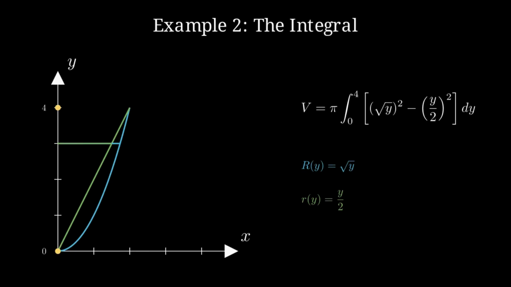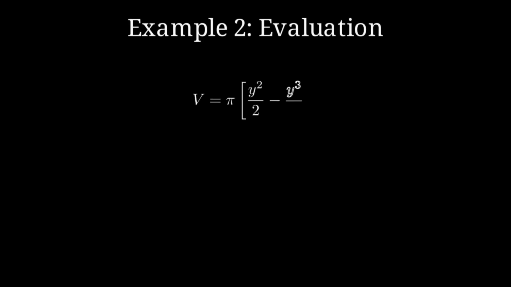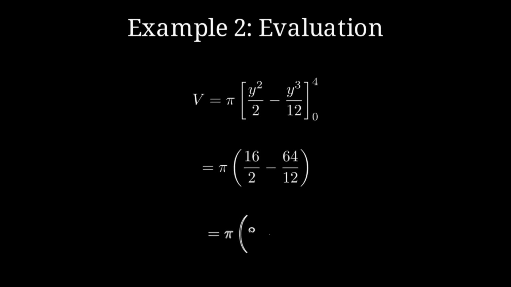We set up the integral as pi times the integral from 0 to 4 of y minus y squared over 4. Integrating gives us y squared over 2 minus y cubed over 12. Plugging in 4, we get 8 minus 16 thirds. When we simplify 8 to 24 thirds and subtract 16 thirds, we are left with 8 thirds pi. This is the volume of our vertical revolution.